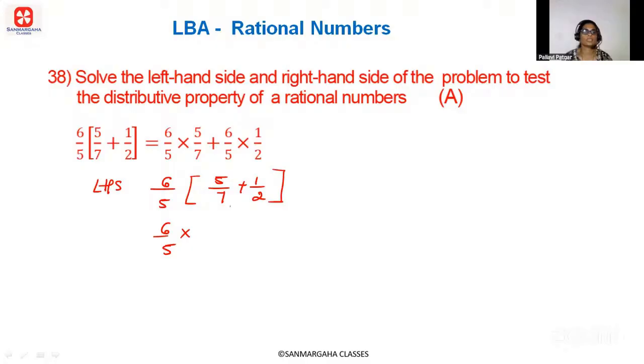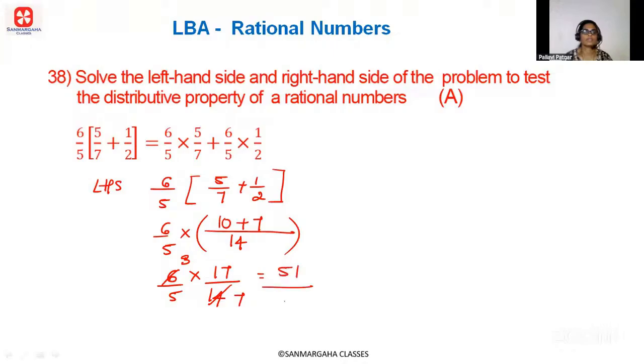So here the denominators are different, so if we look at the LCM of 7 and 2, 14 is the LCM. So here 10 plus 7, okay. So here 6 by 5 into 17 divided by 14. So 2 3s are 6, 2 7s are 14, so it is equal to 17 3s are 51 divided by 35.